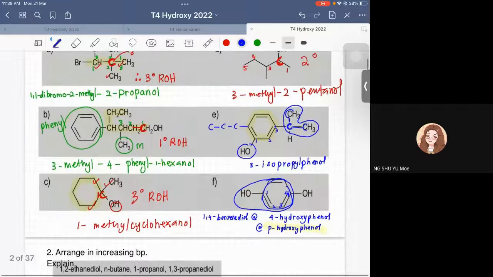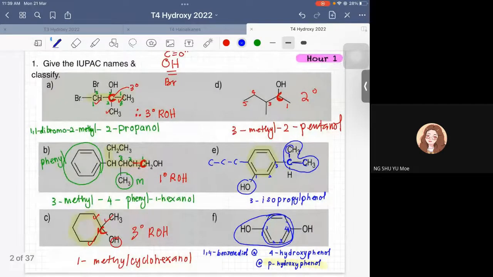Okay, untuk E dan F kita tak classify the alcohol is because of the OH that is directly bonded to the benzene ring classified as aromatic alcohol. So aromatic alcohol je lah. Kita tak buat classification. Classification primary, secondary, tertiary untuk aliphatic saja.